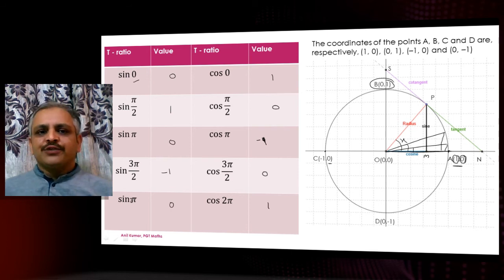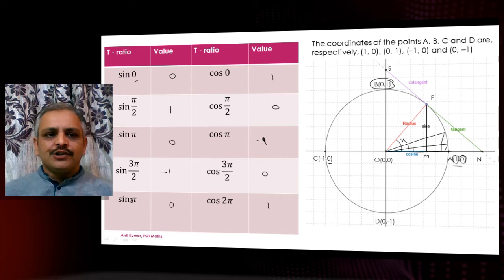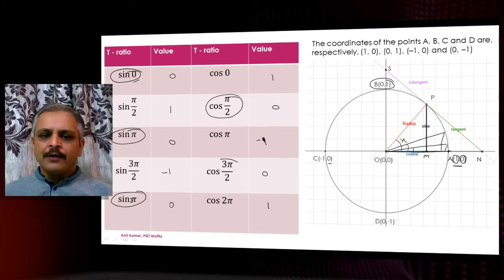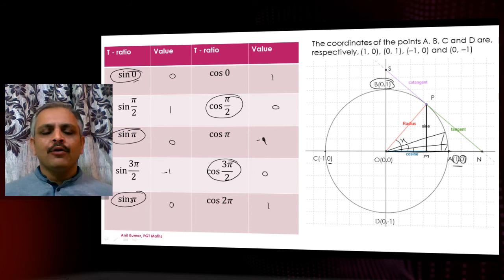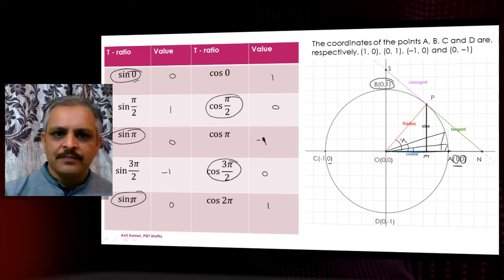So now you can observe it carefully that sine will be 0 at 0, at pi, at 2 pi, whereas cos will be 0 at pi by 2, 3 pi by 2. So we will use these results to define the remaining 4 t ratios in terms of sine and cos.